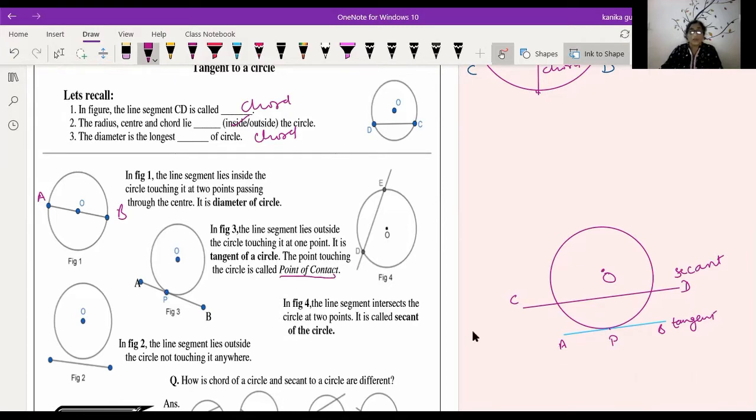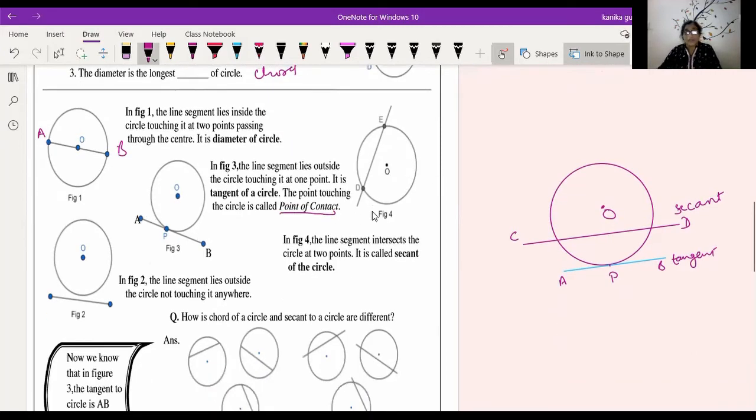Now in this figure number 4, the line segment intersects the circle at two points, that is called the secant of the circle. Here this line segment touches the circle at the points D and E and it passes through the circle. That is called the secant of the circle. In this figure number 2, the line segment lies outside of the circle and does not touch it anywhere. Now this line doesn't touch the circle.